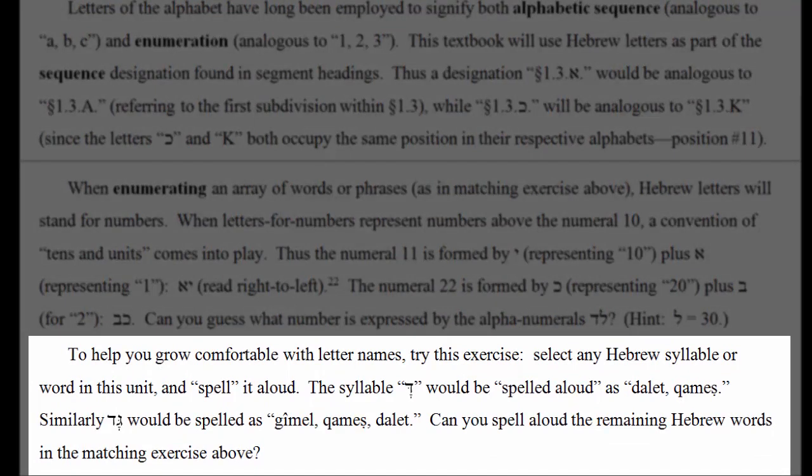To help you grow comfortable with letter names, here's an exercise worth trying. Select any Hebrew syllable or word which has occurred so far in this unit and spell it out loud. So, for example, if you encounter the syllable da, you would want to spell it by naming the consonant dalet and the vowel kametz. Da is spelled dalet kametz. Similarly, gad would be spelled out loud as gimel kametz dalet. It will be important for you to develop the facility of spelling out Hebrew words using the accurate Hebrew consonant names and vowel names.